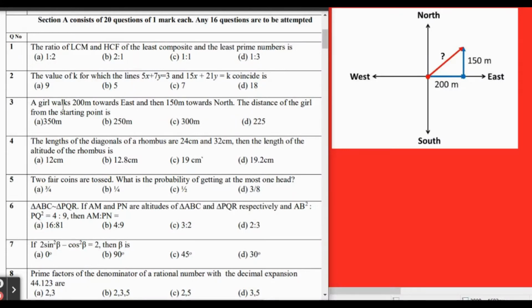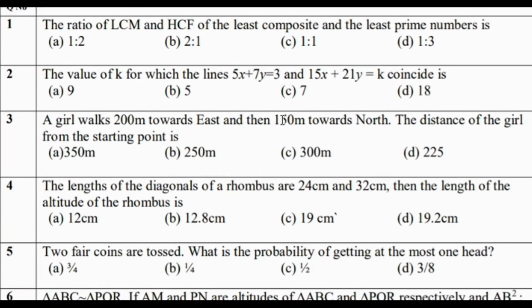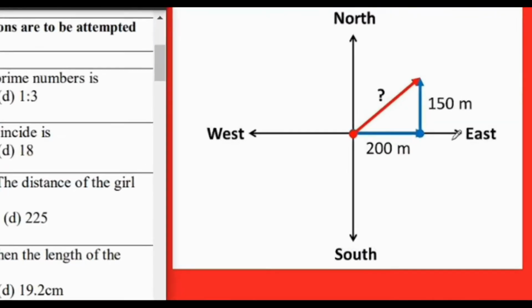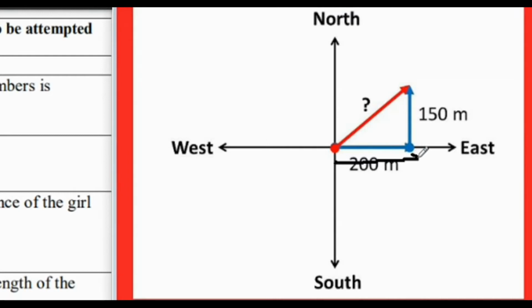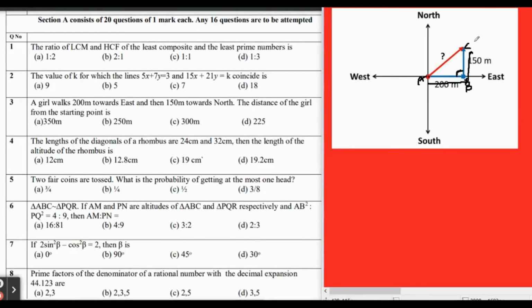Third question: a girl walks 200 meters towards east and then 150 meters towards north. The distance of the girl from the starting point is. If you see the picture, this is the east direction, this is the north direction. The girl is walking 200 meters towards east and from there 150 meters towards north. We have to find the distance of the girl from the starting point. The red color is our target. This is clearly a right angle triangle and we have to find AC. We take ABC as a right angle triangle.